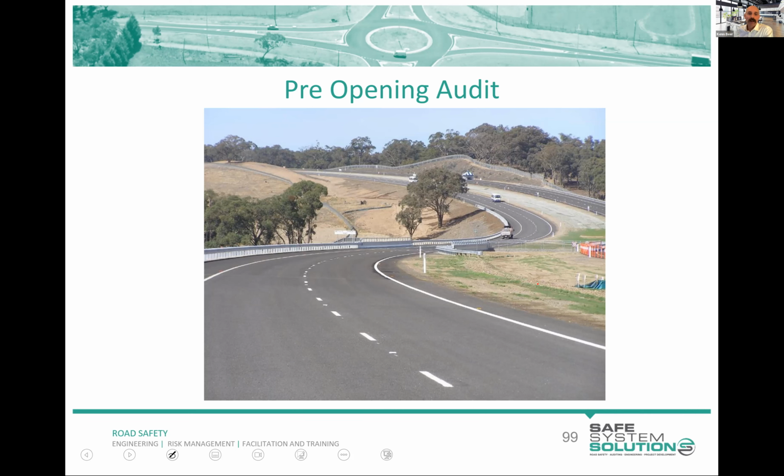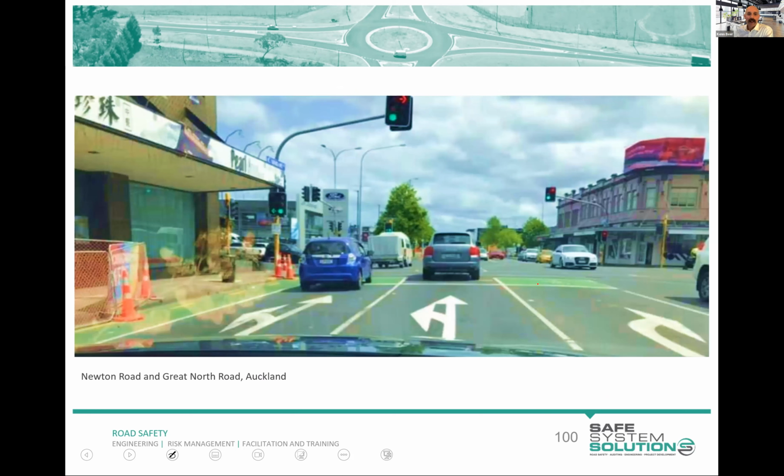Pre-opening audits are most often done on your multi-million, $100 million or $1 billion projects and the like. But here's a smaller one which could have probably used a pre-opening audit. Anybody pop it in the chat if you can see an issue there with this road in Auckland.